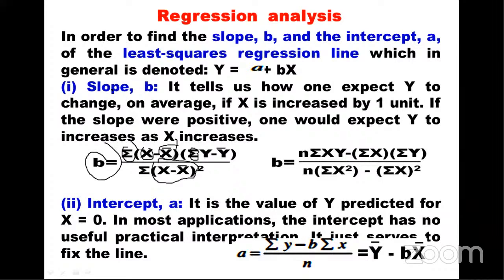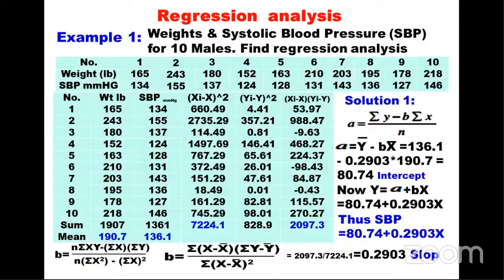B is a slope. And the intercept comes by the formula: sigma of y minus b into sigma of x, divided by n. And in all it is written by this also. So this calculation is not required in Excel. But if you want to do it by calculation, it's very complex.